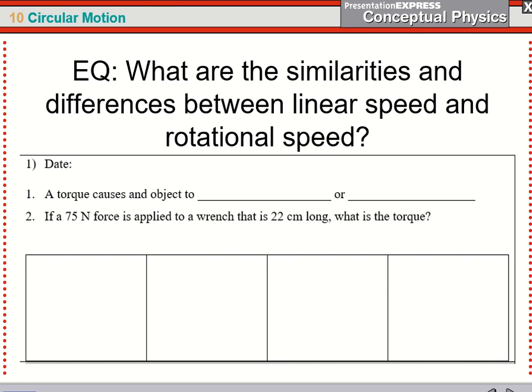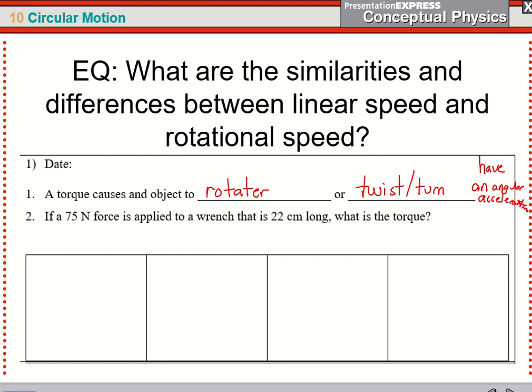So, a torque is what causes an object to rotate or twist or turn or have an angular acceleration. Lots of different ways to look at that. We usually look at rotate, twist, or turn though for this class.